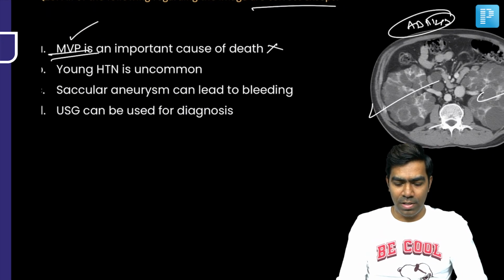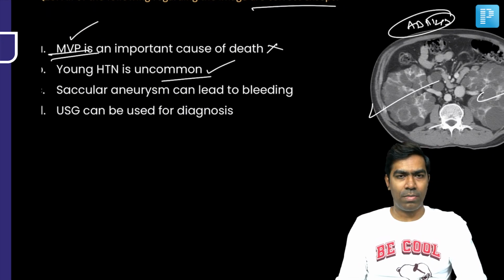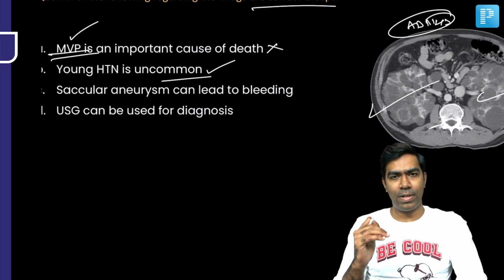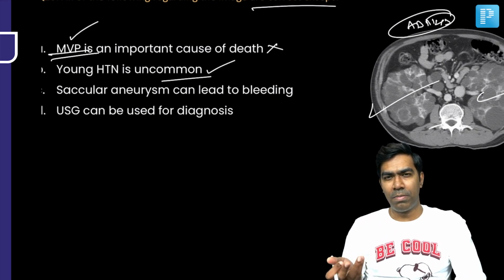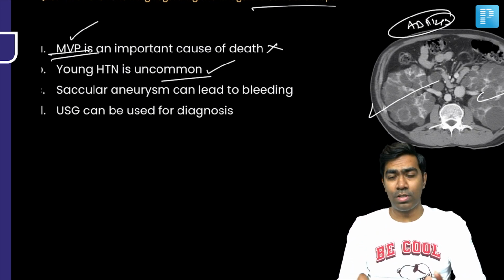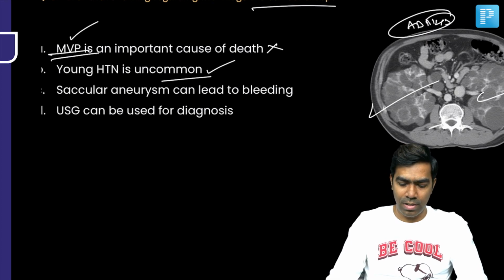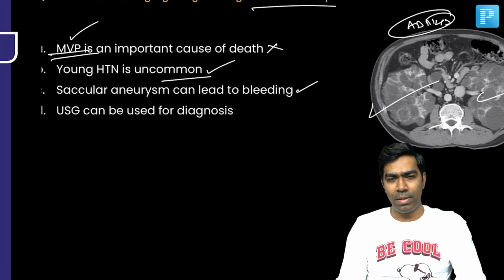Option B states young hypertension is uncommon. It's a partially right statement. In most situations in ADPKD, once the creatinine starts elevating, that is, once the GFR starts dropping, hypertension starts. But before that, hypertension is still possible. I'm not saying no, but it's not that common. So that's why option B, I can say it's a partially correct statement. Berry aneurysm can result in bleeding. Definitely correct, because ADPKD patients are prone to develop berry aneurysms that can result in subarachnoid hemorrhage. That could be the cause of death.